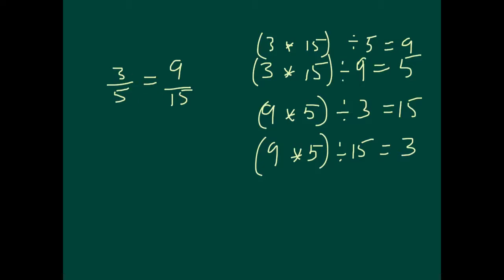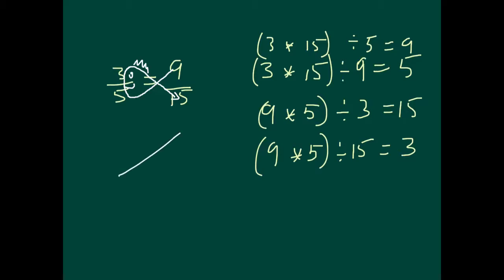So this sort of looks like a fish, if you have a little imagination. If you start going, say, 9 times 5 is 45, 45 divided by 3 is 15. And there's your little fish right there. Okay, so that's how that works.